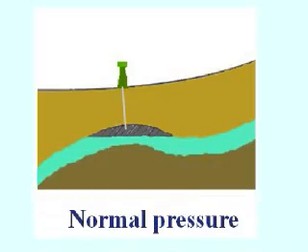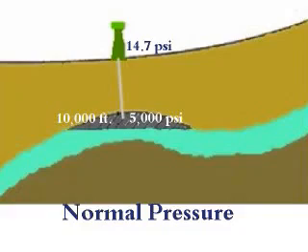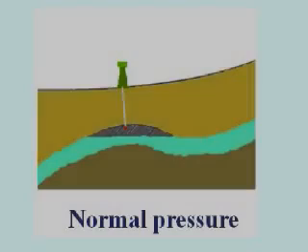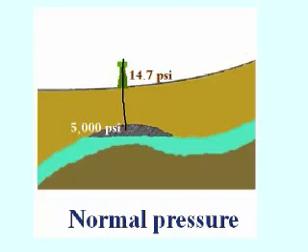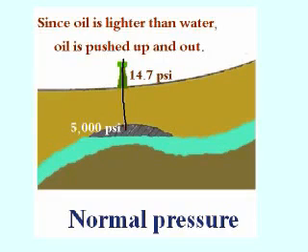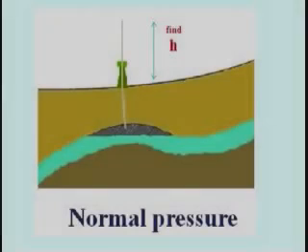Let's go back to our reservoir with the same depth and the same pressure at the surface and at 10,000 feet. This time, we put our pipe just in the oil. When we open the valve, the oil will gush out because the whole column of oil will be less than 5,000 psi, because oil has a lower gradient or lower density than water. Because the oil is lighter than water, the oil is pushed up and out. How high will the pipe need to be so that it is balanced with the psi from the oil and psi from the water? We really don't care as long as we can get it to the surface.